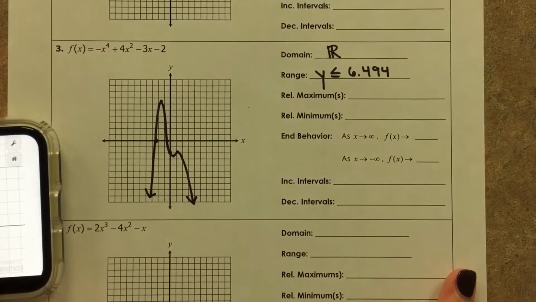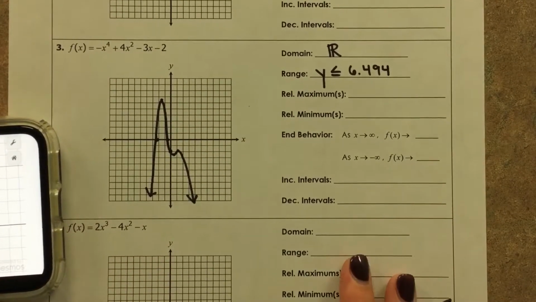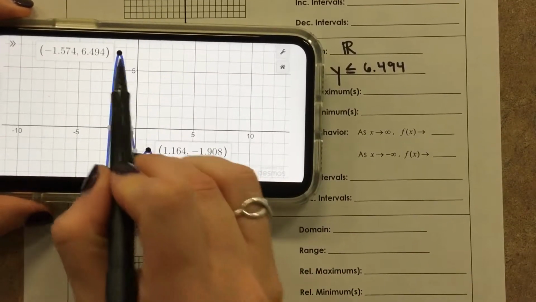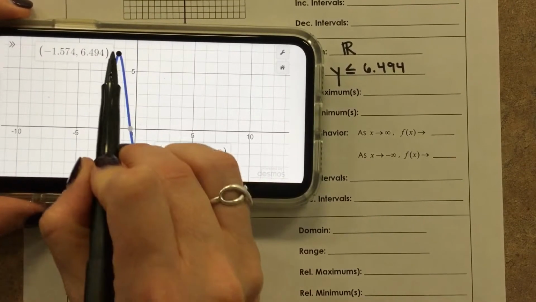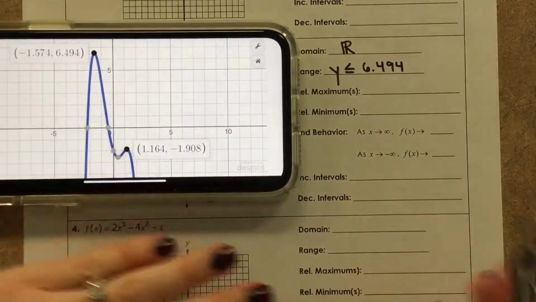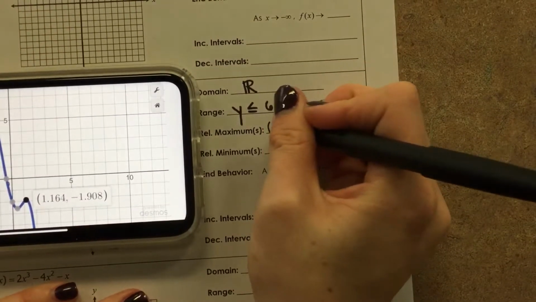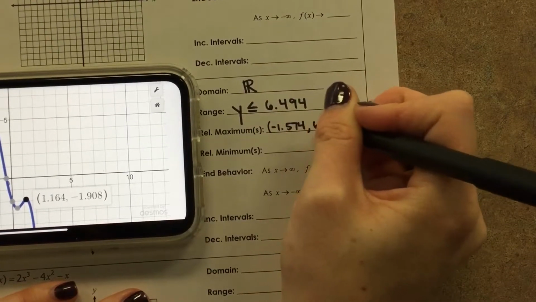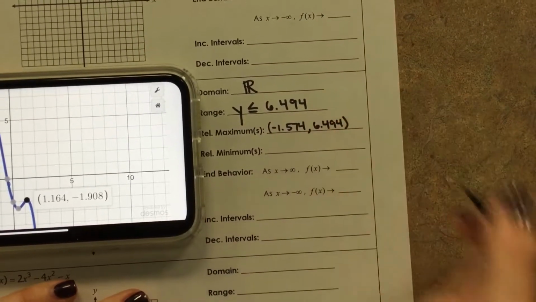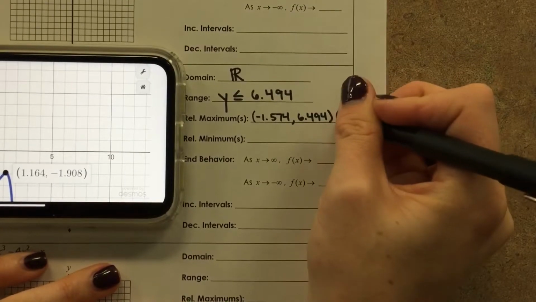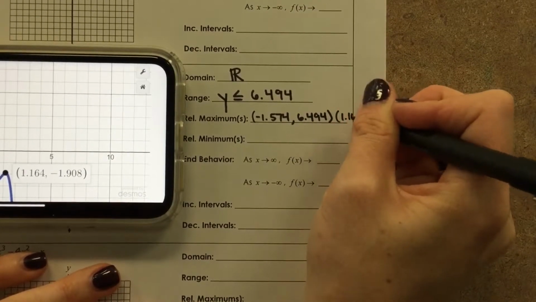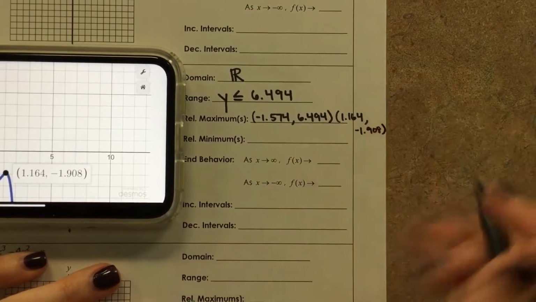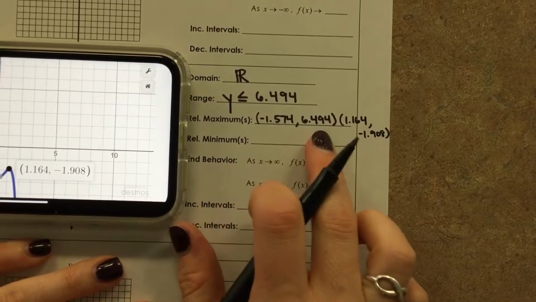That is our range. Our relative maximum and minimum points. So starting with the maximums, these two that I have clicked right here are like the little peaks of the graph. So I'm going to write down those ordered pairs, write them small. Negative 1.574 and 6.494 for y. And then we have another one, 1.164 for x and negative 1.908 for y. So those are like the little peaks on your graph.